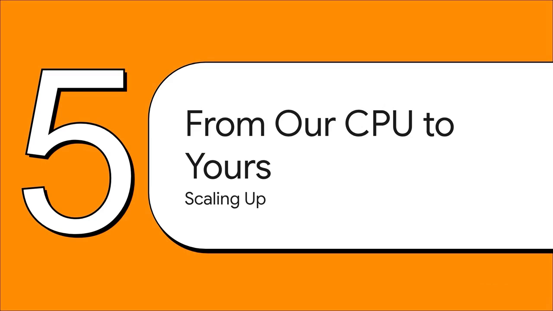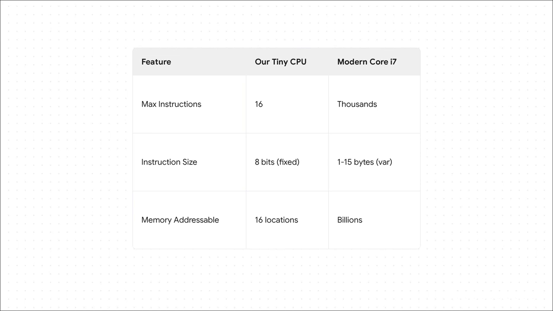Now, our tiny CPU is a fantastic teaching tool, but let's be real. How does this little guy relate to the absolute monster of a processor that's inside your computer right now? Well, the difference is just scale. It's not a different principle. Our CPU knows about 16 instructions. A modern Core i7 knows thousands. Our CPU can talk to 16 memory locations. A modern one can talk to billions. But, and this is the key, the core heartbeat is exactly the same.